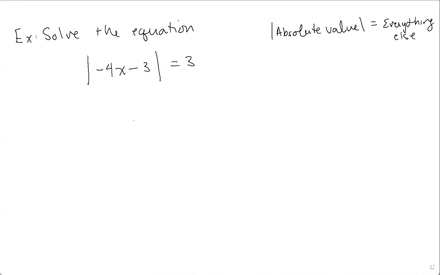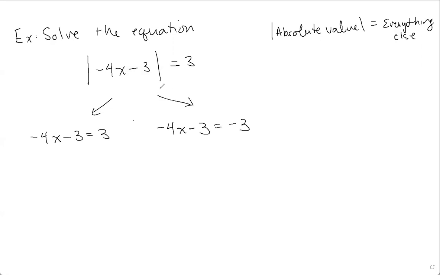Once the equation is in standard form, then we can break it up into two separate equations. The first equation stays the same. We just drop the absolute value. The second equation, whatever value's inside the absolute value stays the same. And now our solution becomes negative.